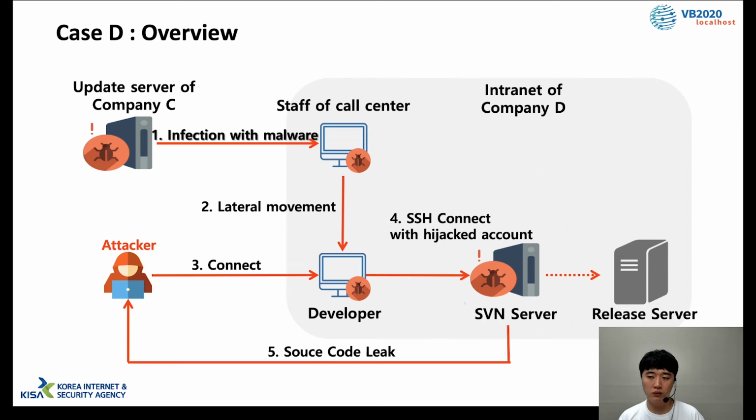The employee's PC was on a network without network separation and strict access control, so the attacker was able to move to the developer's PC. Then the attacker could remotely control the developer's PC, so logged into the SVN and stole the source code of Company D.